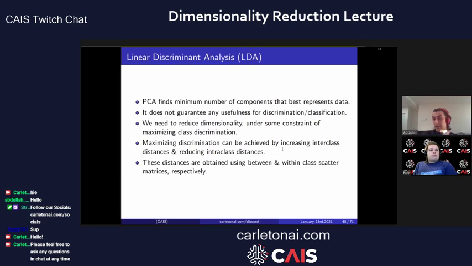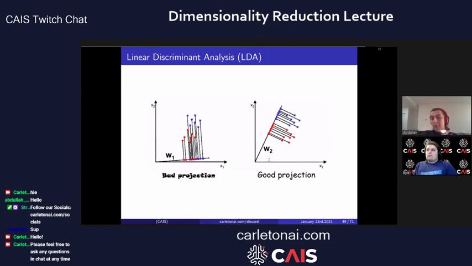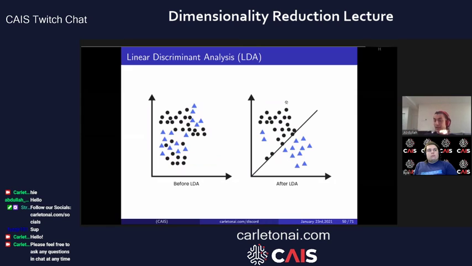To quantify these interclass and intra-class distances, we're going to introduce new matrices called between and within class scatter matrices, right? Simply, if we have this data where the blue and the red represent different classes, if you project them on W1, you will have significant overlap between the two classes. While if you project the same data on W2, you're going to have really good class separation. And that is the main motivation of LDA, right?